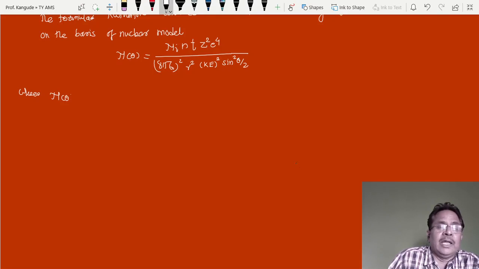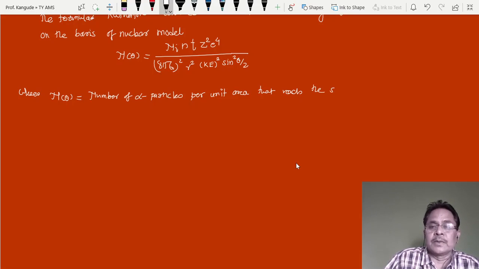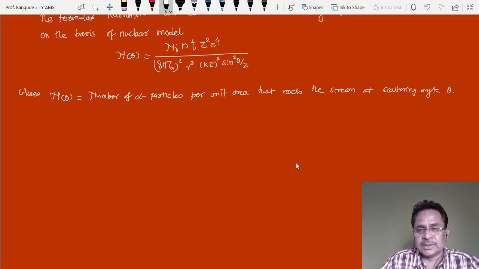This capital N of θ is the number of alpha particles per unit area that reach the screen at scattering angle θ. Now what it means, I'll show here.